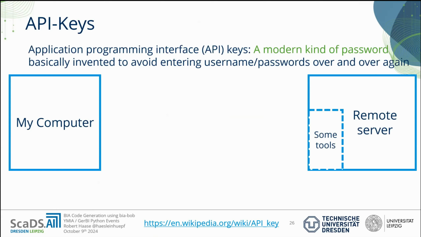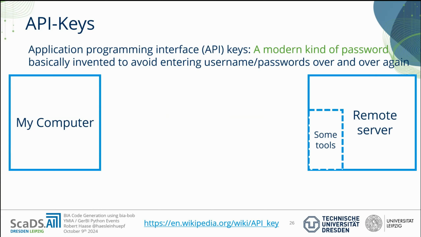I was asked in advance to explain a term. API keys, that's something super common among computer scientists. We learn this in something like the second or third semester. For us, it's very normal. And obviously, to a general audience, people do not know what an API key is. So application programming interface is the long explanation of API. And I would very shortly phrase it as a modern kind of password. So basically invented to avoid entering usernames and passwords again and again.